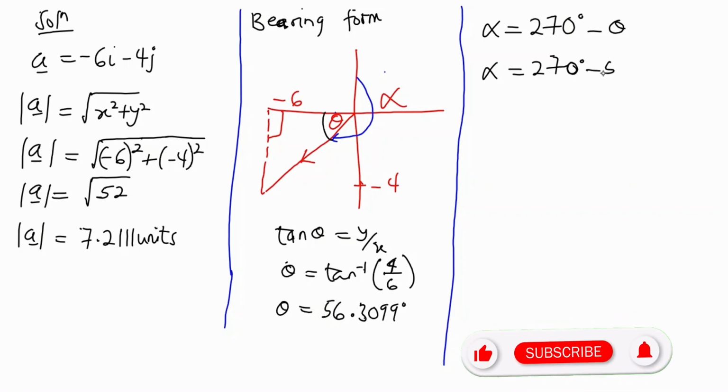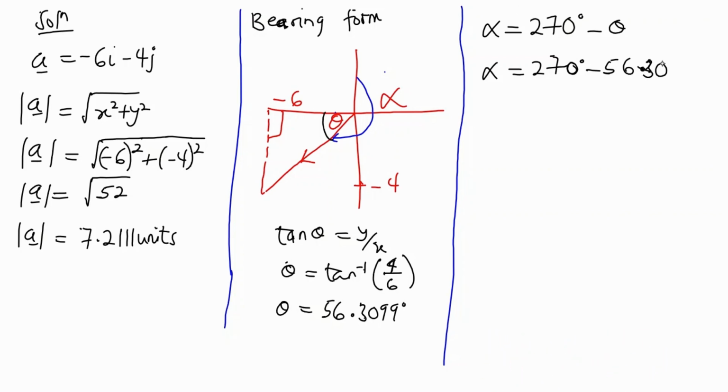minus 56.3. So I think you have to write 56.30. Okay, let's erase and write it all. So we have 56.3099 degrees. So you can see that our alpha now is equal to 236.3099 degrees. So we have our alpha here.